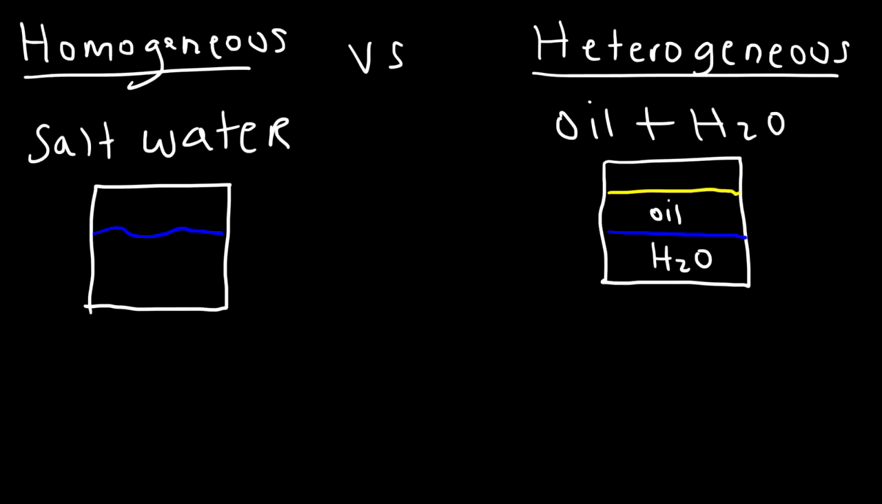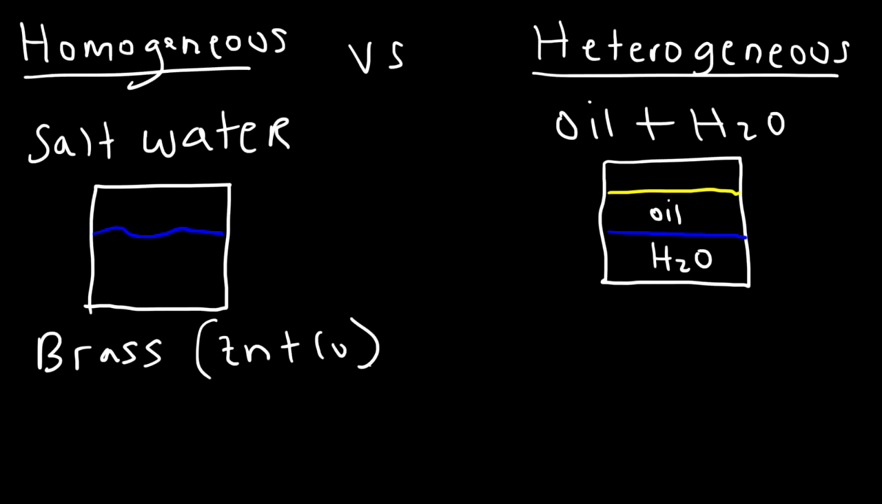Now, what about brass? Is brass a homogeneous mixture, or is it a heterogeneous mixture? Brass is a homogeneous mixture. Brass is an alloy. It's a solid solution of zinc and copper. And these atoms are distributed uniformly throughout the material. So most alloys tend to be homogeneous mixtures. Their composition tends to be uniform.